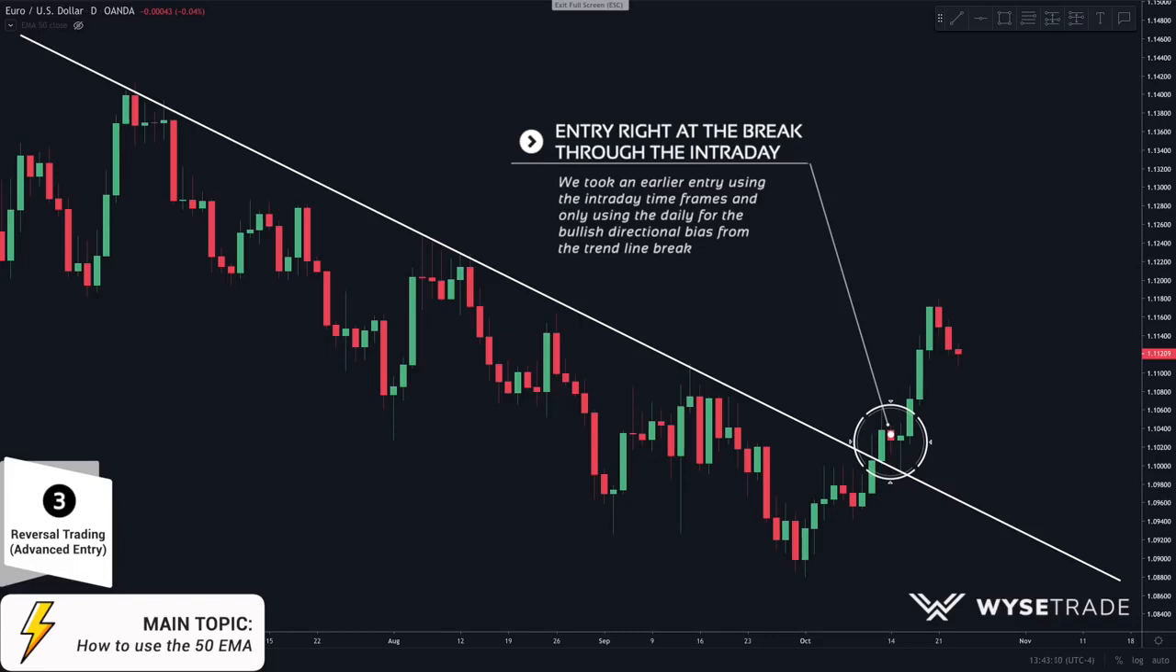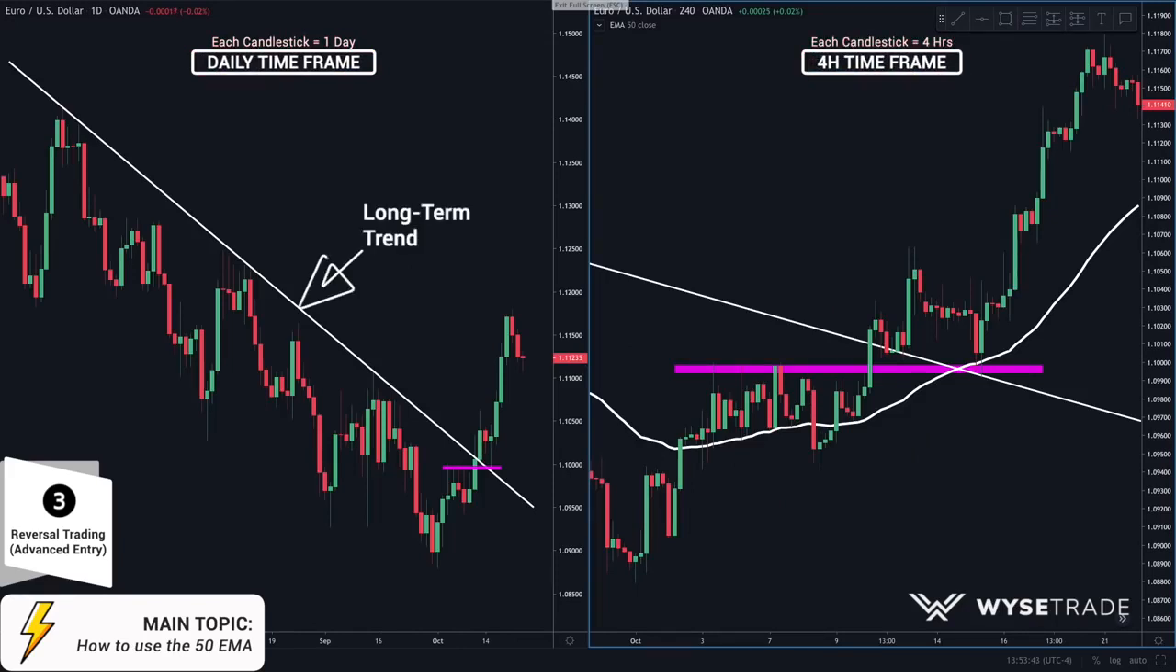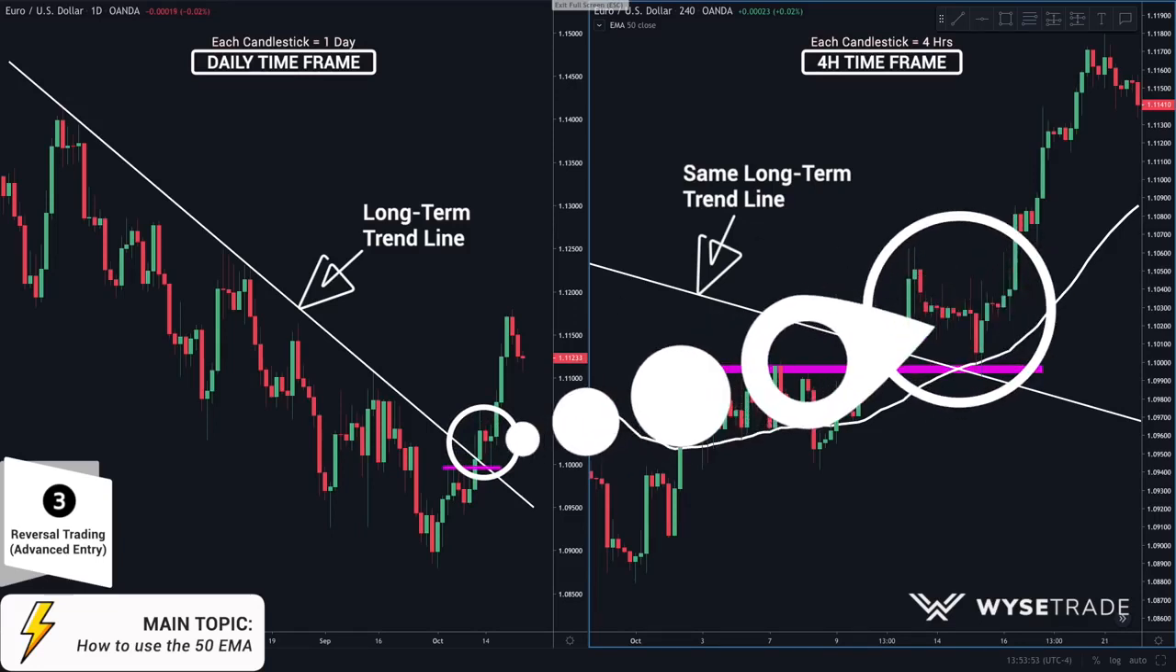So let's put the 2 time frames side by side. Here on the left is your daily time frame, and here on the right is your 4-hour time frame. Here's the daily long-term trend line. Here's the same long-term trend line. This area here, where the breakout candle occurred, is the same area here on the 4-hour time frame. But as you can see, there's a lot more detail that we can see on this time frame. So let's go through step by step what went through our mind.